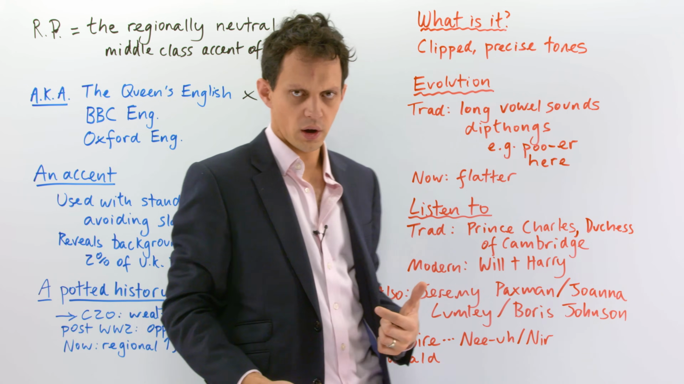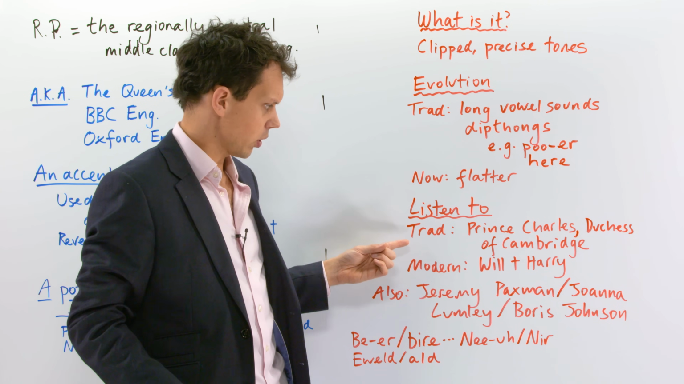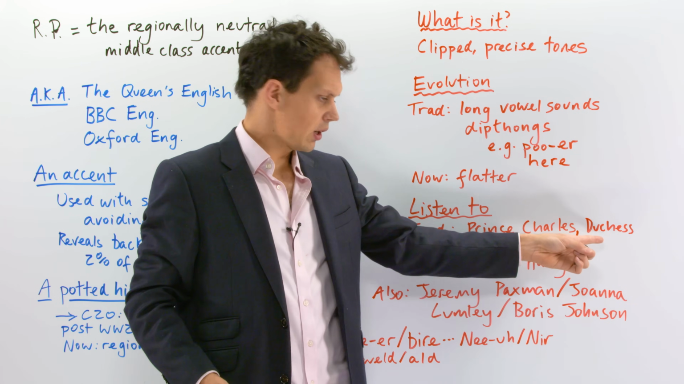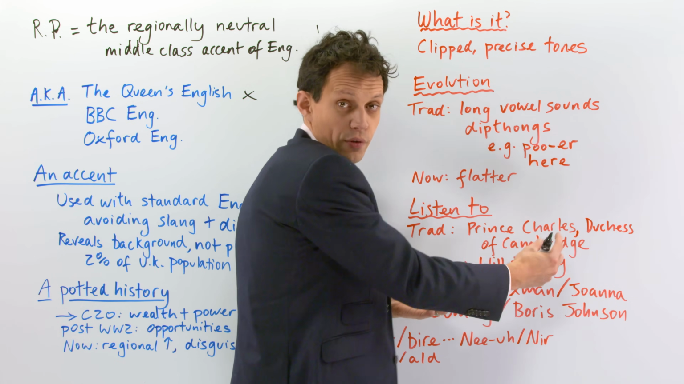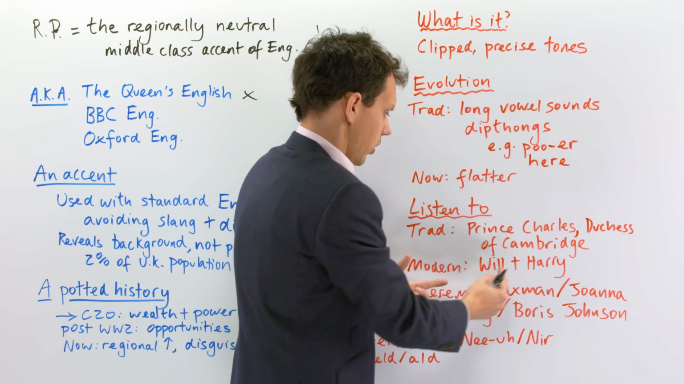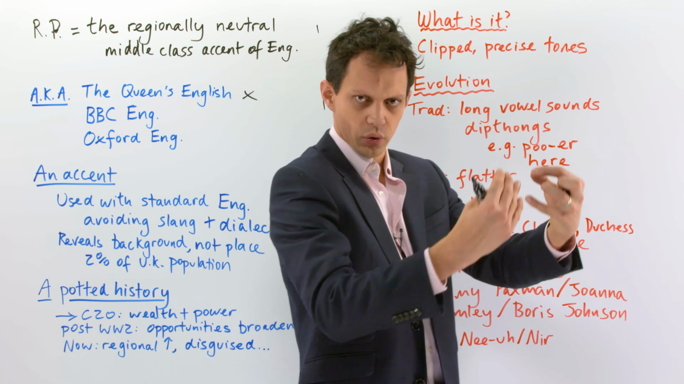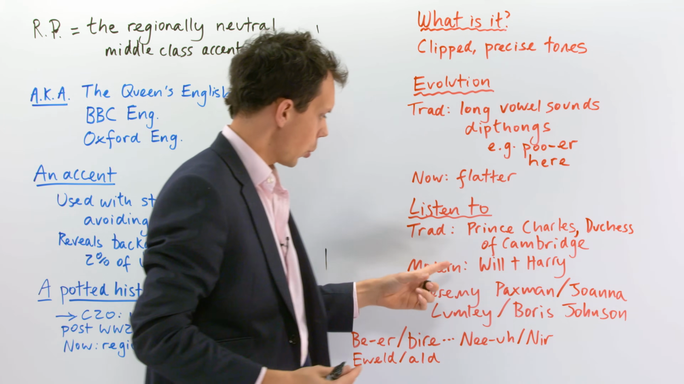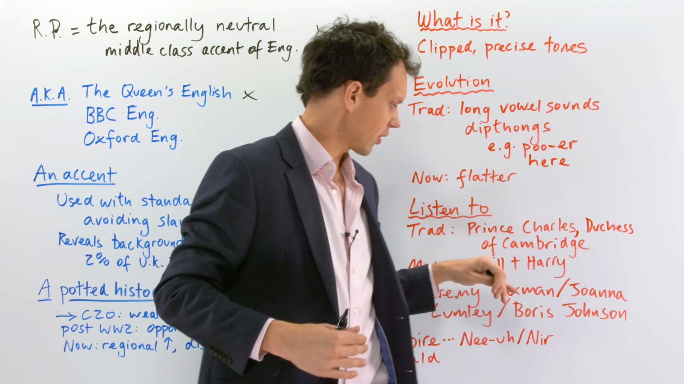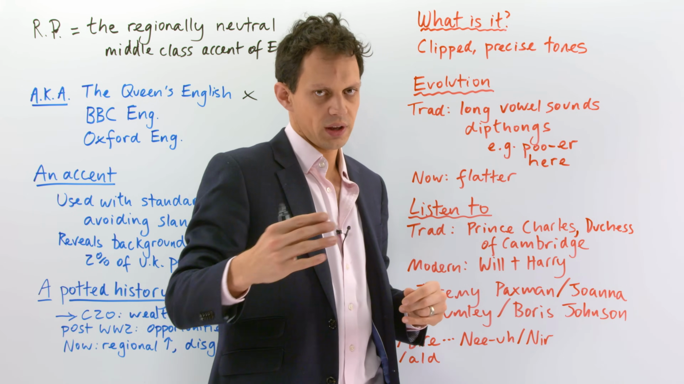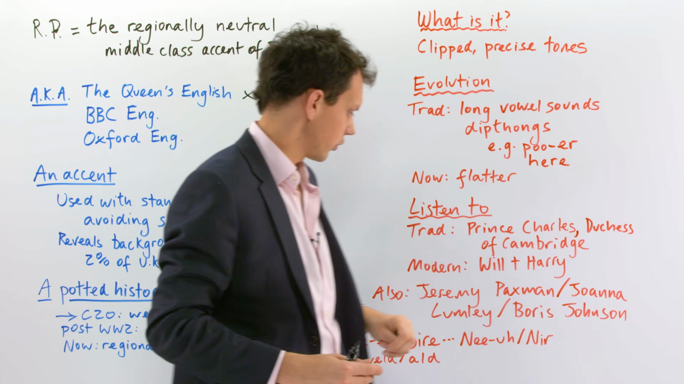Who speaks with an RP accent? Prince Charles with a traditional RP accent, an old-fashioned one. His daughter-in-law, Kate, the Duchess of Cambridge. She has come from a different background to her husband, Prince William, but she's really taken on this sort of traditional accent in the way she speaks, whereas William and Prince Harry, who come from the most privileged backgrounds, slightly disguise the way they speak by flattening some of their vowel sounds.